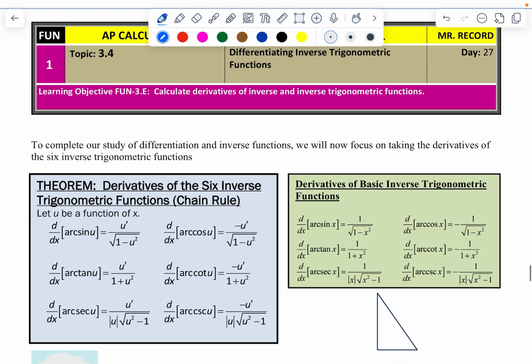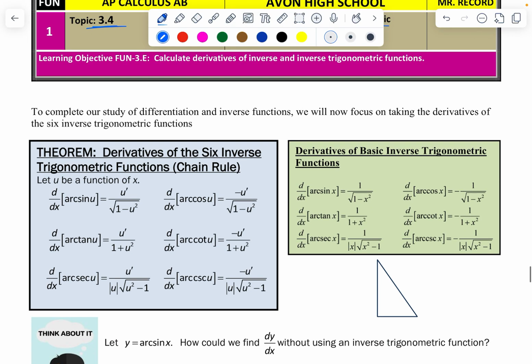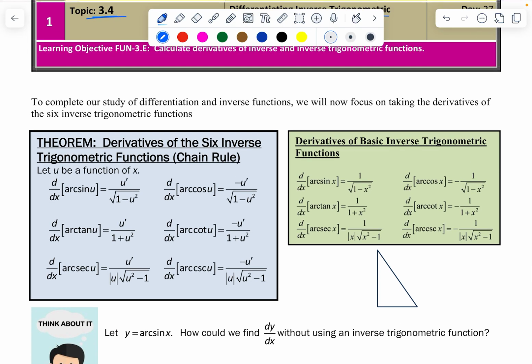All right, so the next unit we're doing is going to be topic 3.4, which is differentiating inverse trig functions. So we will focus on taking derivatives of 6 inverse functions. Like I told you guys in class, the ones that you truly have to memorize are these 4 right here, okay? And these 2 will be on homework assignments, but they will not be given on any tests.